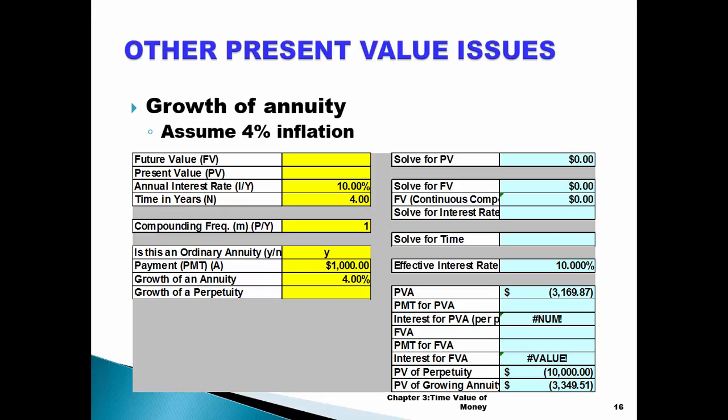We can apply the exact same concept to an annuity. You're going to have a 10% interest rate for 4 years. The compounding frequency is 1, and the payment is going to be $1,000. So you're going to receive $1,000 a year, but we want that to grow by 4%. So the present value of a growing annuity is $3,349. Again, we want to change this equal cash flow stream to a constant growing cash flow stream where the constant growth happens to be inflation.